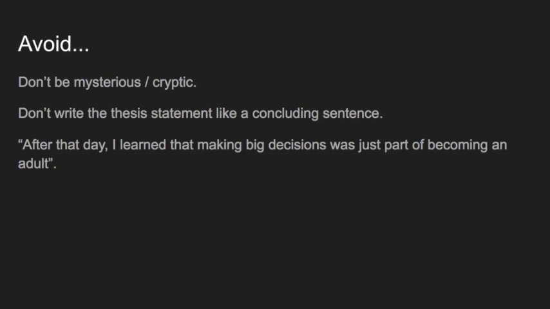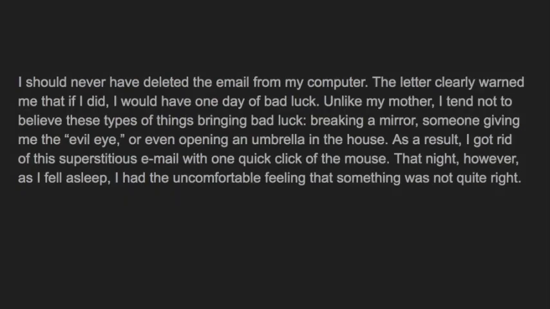Let's have a look at an example. We're going to look at three different thesis statements for these paragraphs. So I'll give you a moment just to read the paragraph itself. So here we go.